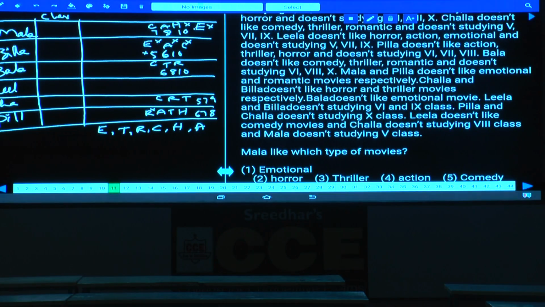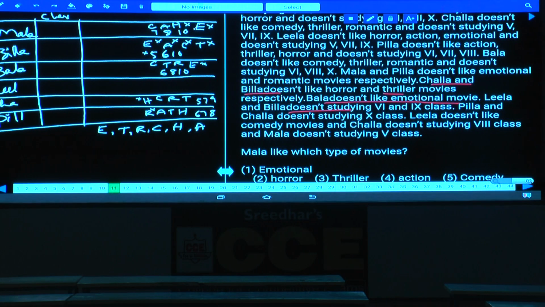The next information is regarding Challa and Billa, who do not like horror and thriller respectively. Hence Billa does not like thriller, and this is also ruled out. Bala does not like emotional, so E is also ruled out here.